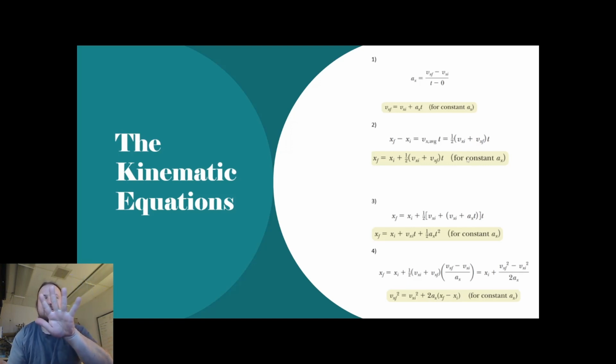Something is missing from the first equation: position. There's no position in the first equation. The second equation has position, the 2 velocities, and time, but it's missing acceleration. The third one has position, velocity, acceleration, time, but we're missing the final velocity. We only have the initial. It's missing vf. And the last one has everything but time.